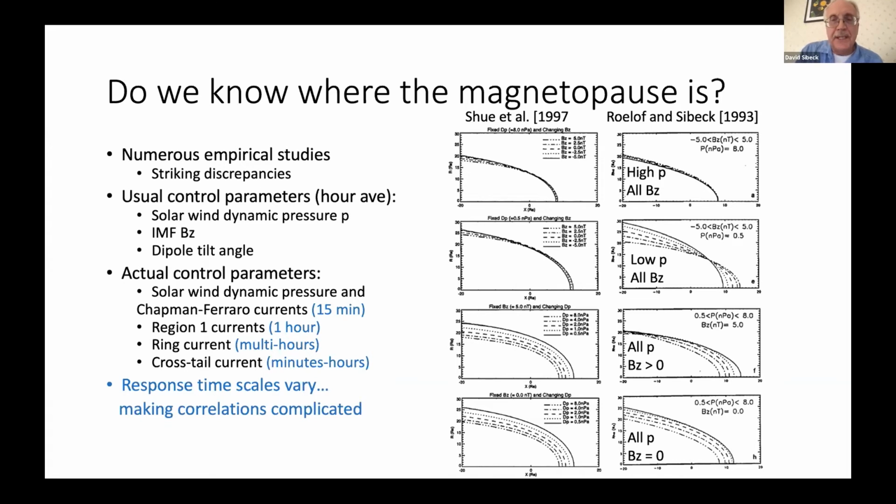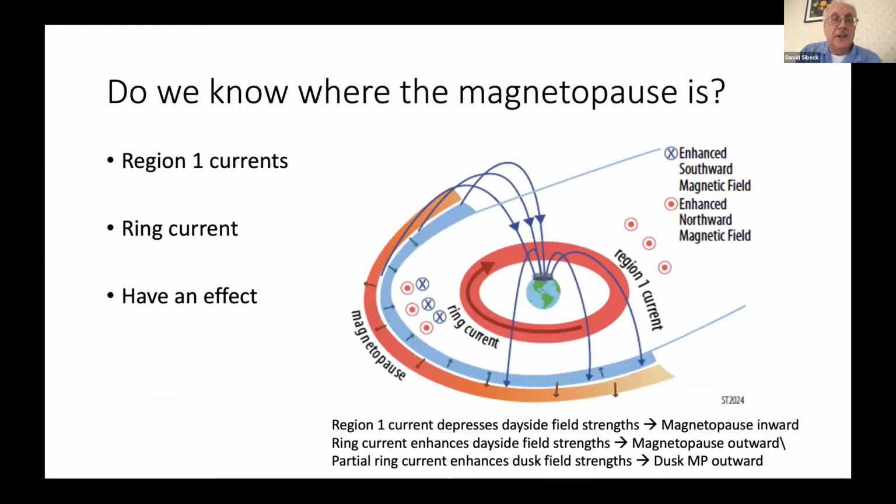So it's a complicated business, and you've got a lot of work to do if you're really going to predict the magnetopause at any given time. Here's an illustration of the ring current. Ring current enhances magnetic field strengths in the outer magnetosphere. The cross-tail current depresses them. The region 1 currents depress them. They're all varying with their own time scale. They all have their own effect on the magnetopause. It's not so simple as to just pick an hourly average solar wind variable.